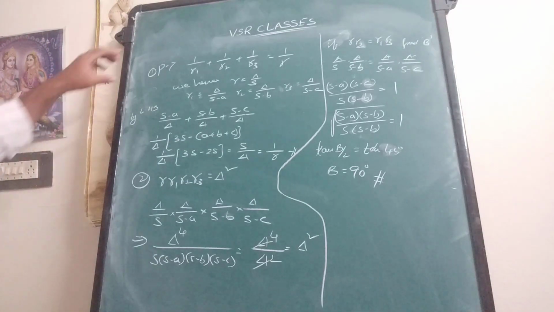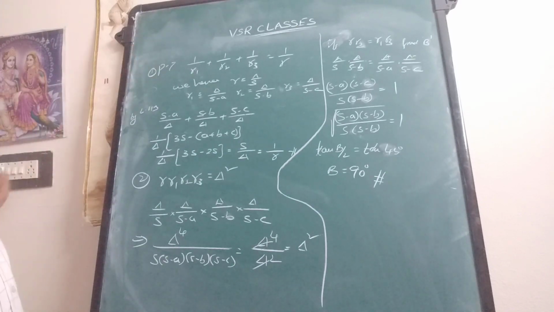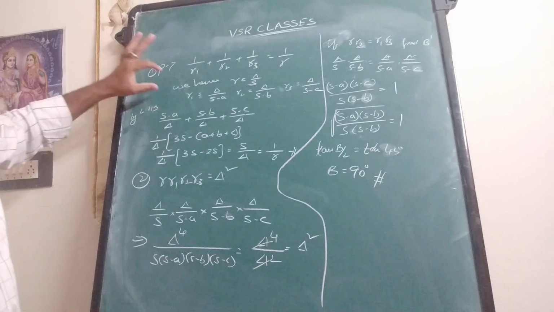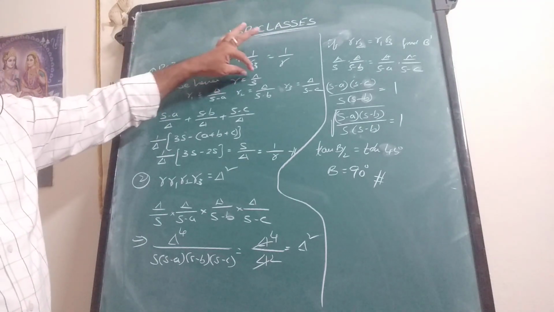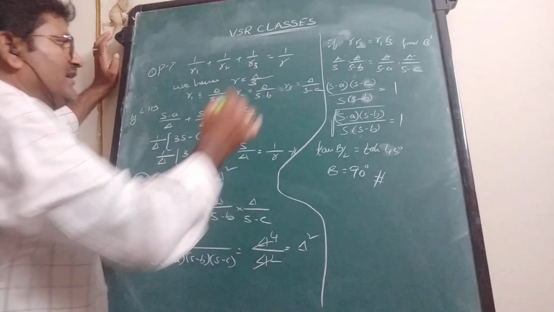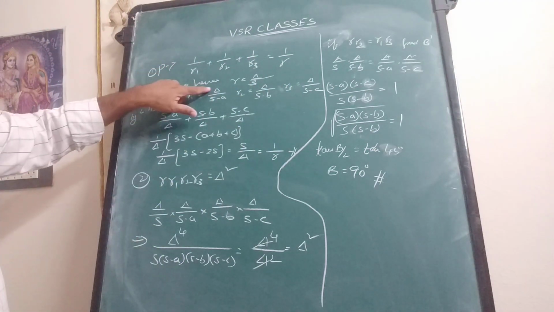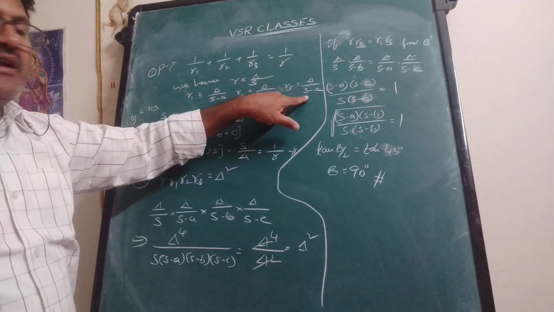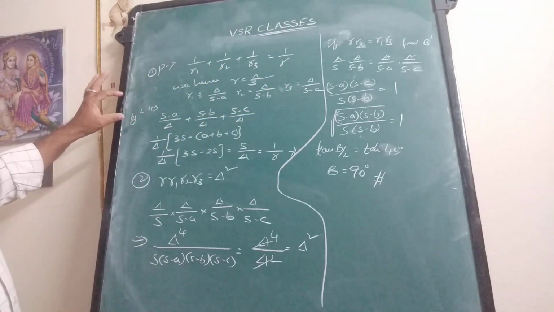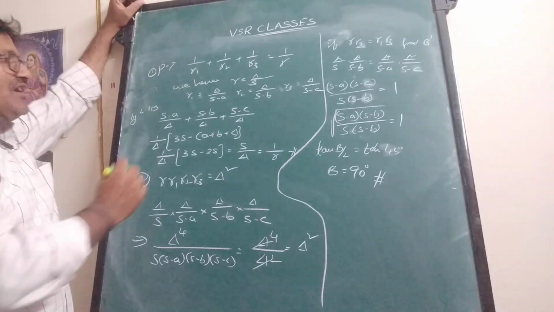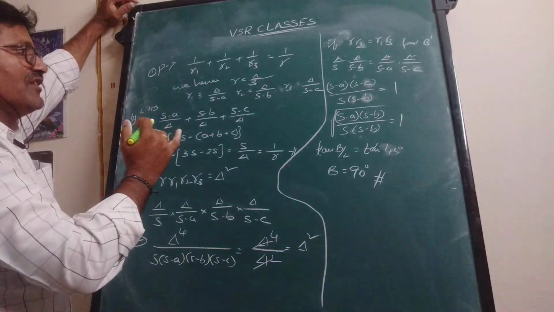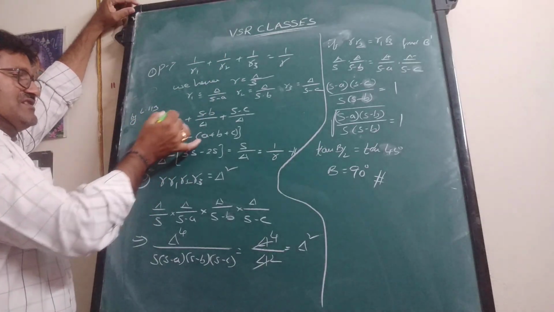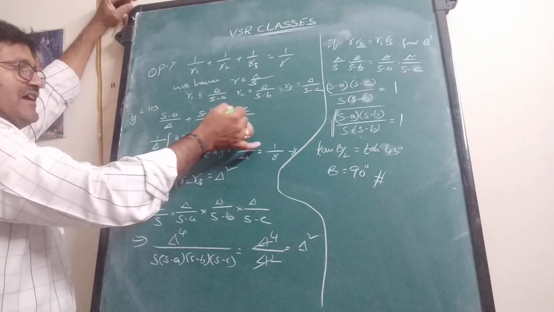Now prove that 1 by R1 plus 1 by R2 plus 1 by R3 is equal to 1 by R. Okay. We have R is equal to delta by S. R1 is equal to delta by S minus A. R2 is equal to delta by S minus B. R3 is equal to delta by S minus C. Now, LHS, we took LHS. Now it will be reversed. 1 by R1 becomes S minus A by delta, plus S minus B by delta, plus S minus C by delta.